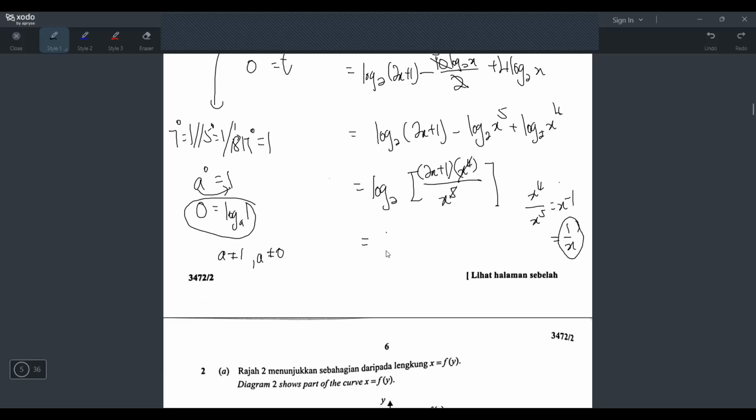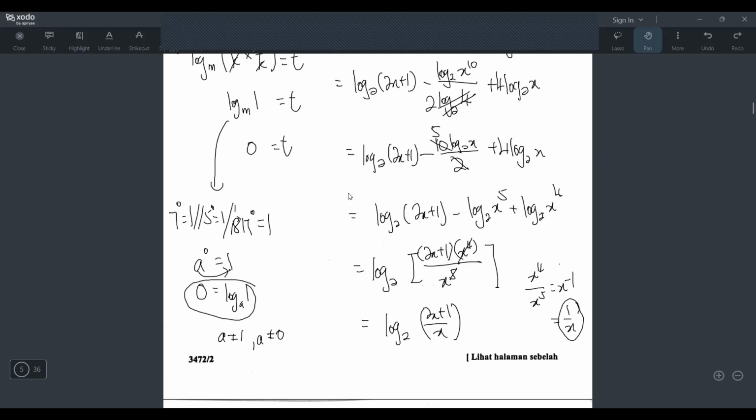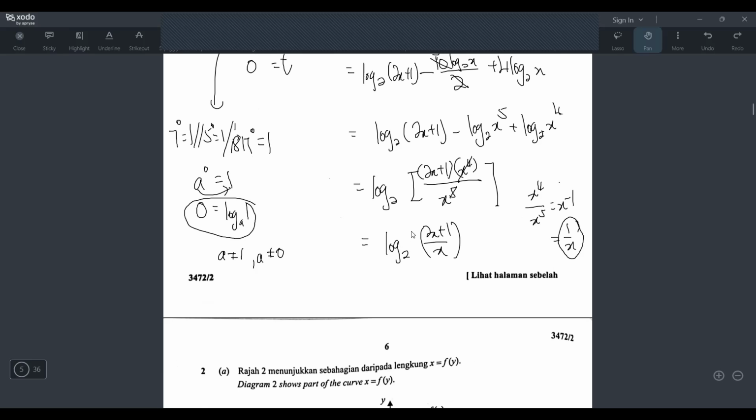Right? That is why your answer will be log base 2, and then this will be 2x plus 1 over x. And that's your answer. Yeah, that's all. Right? So I sudah berjaya simplify. Alright, this is how you simplify. Okay? Okay, sudah siap.